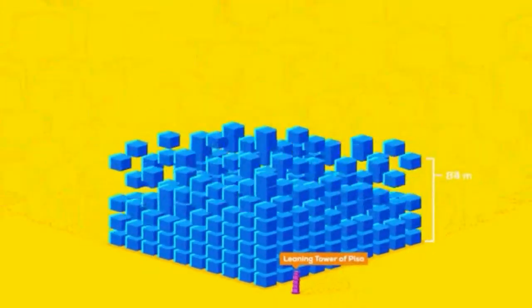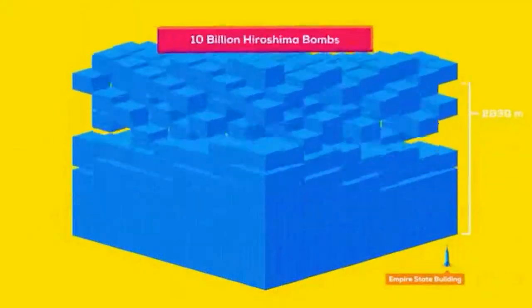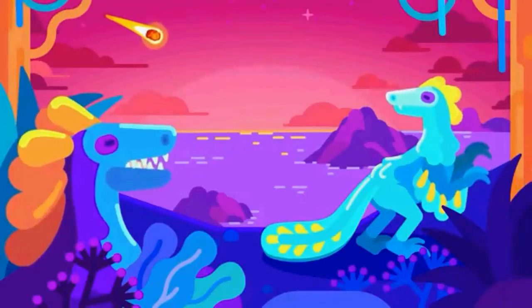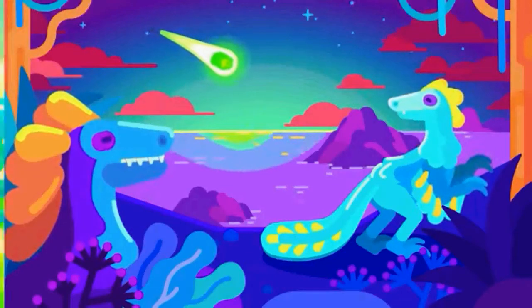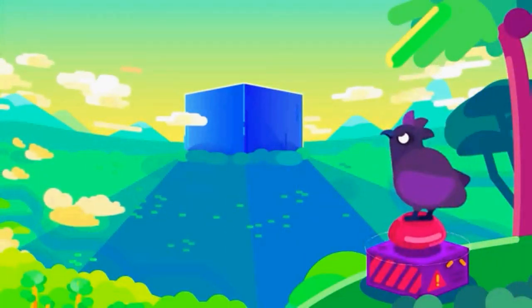For the sake of argument, let's say we create a pile with the yield of 10 billion Hiroshima bombs, which makes up a cube 3 kilometers high that contains roughly the energy of the asteroid impact that ended the age of the dinosaurs 65 million years ago. Except it's also nuclear. 3, 2, 1.